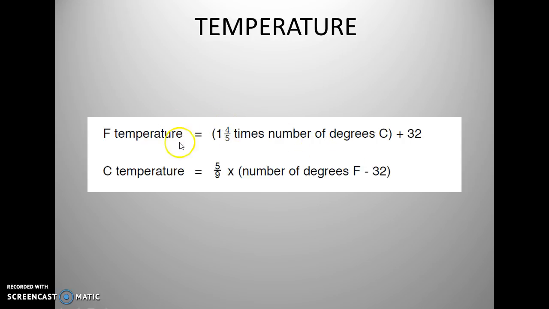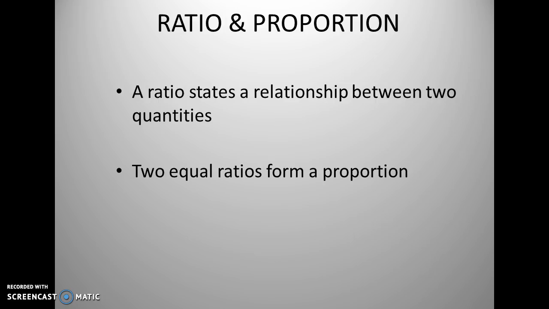So using Fahrenheit here, it's 1.8 times the degrees Celsius. If I said 100 degrees Celsius, which is boiling, times 1 4/5, then add 32, I end up with 212 degrees Fahrenheit, which is boiling in Fahrenheit. So that's the conversion between Celsius and Fahrenheit, and vice versa.